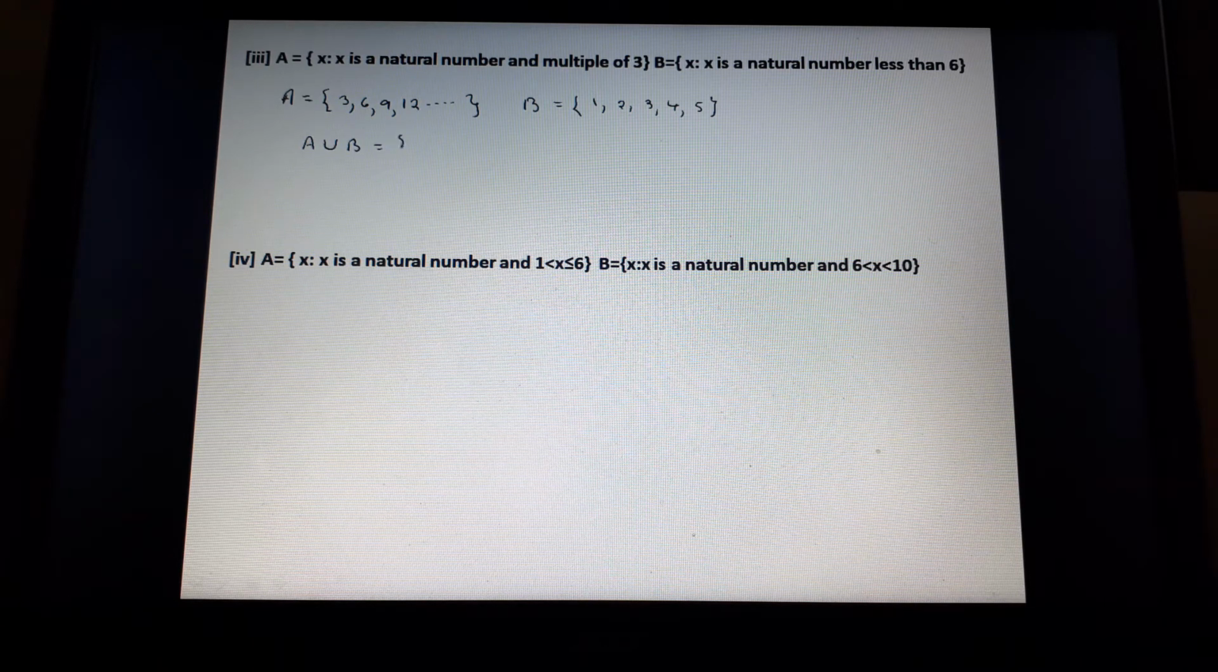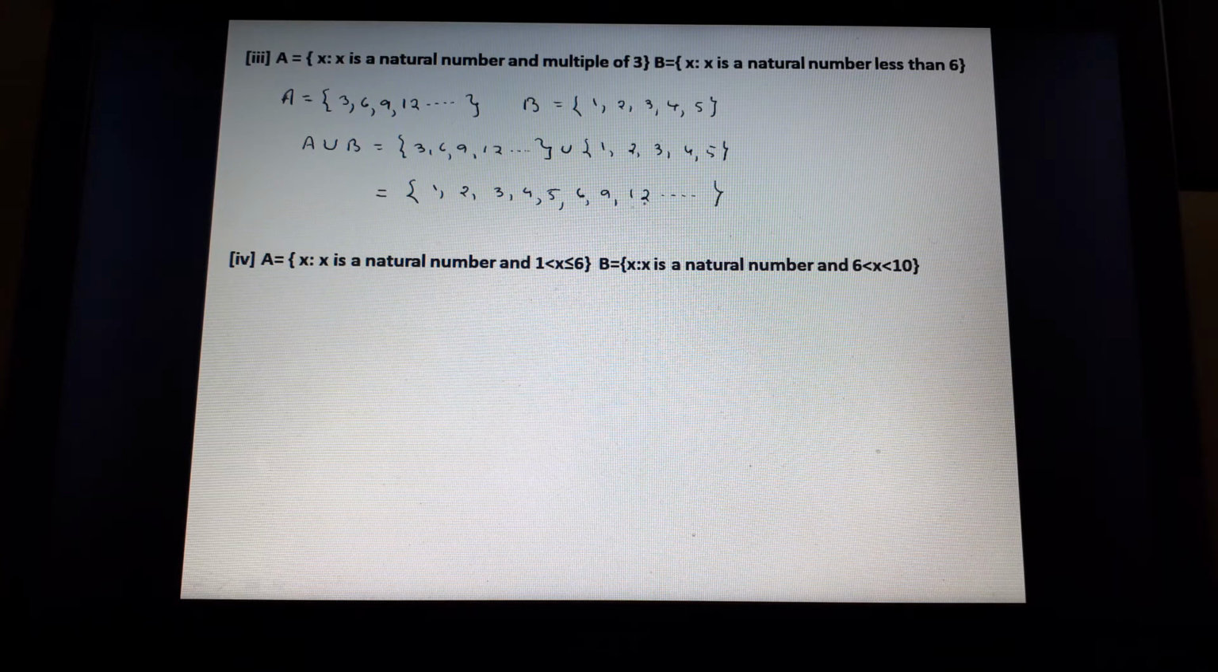So first write the sets. 3, 6, 9, 12, etc., then union 1, 2, 3, 4, 5. Then write the final answer. So it can start from this one: 1, 2, 3, 4, 5. Then 3 you have written already here. So remaining is 6, 9, 12, etc. So this is the union.